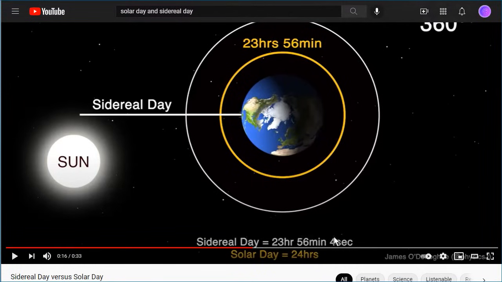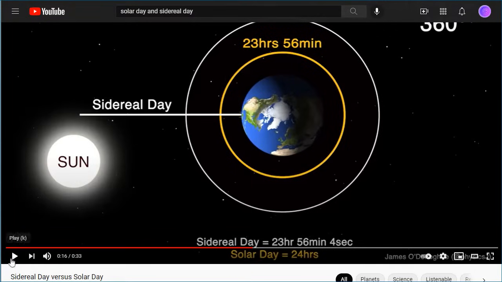23 hours, 56 minutes, 4 seconds approximately. I've seen different numbers of seconds given by different people, but a little bit more than 23 hours, 56 minutes, the Earth spins once on its axis. And then it takes another 1 degree for the solar day. That's the day we use because we want to get up in the morning. So our day is related to the sun.